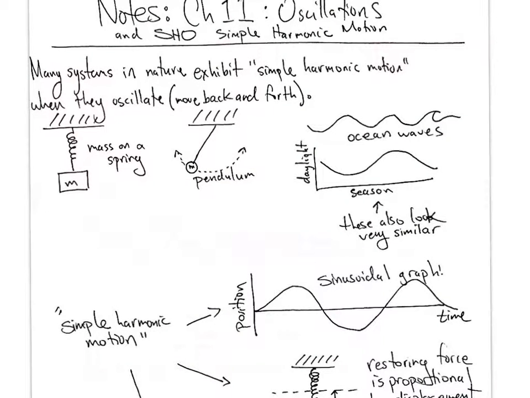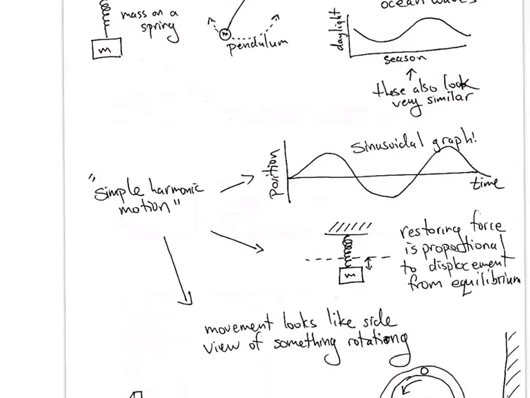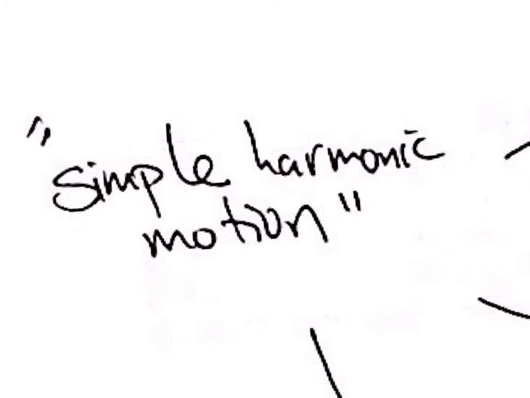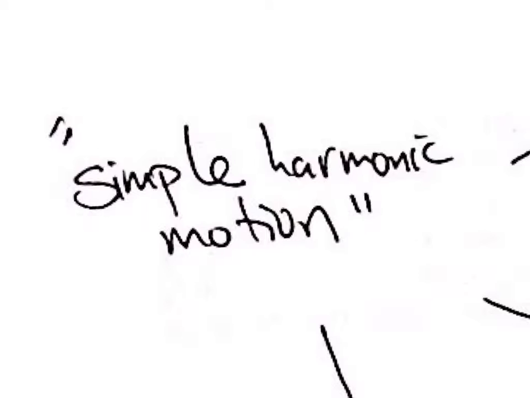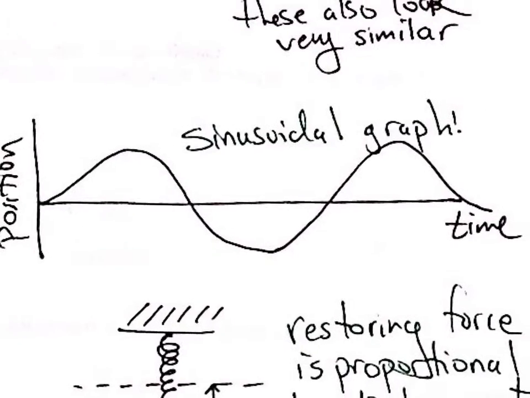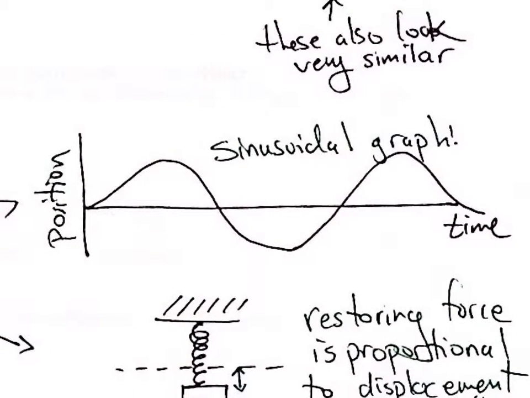So here we go. There are three different ways that I like to describe simple harmonic motion. So this is what we're looking at, simple harmonic motion. What does that actually mean? Sure, something moves back and forth, and that's correct, but there's more to it. First of all, if we look at position as a function of time, the graph will look sinusoidal, meaning like a sine or cosine graph.